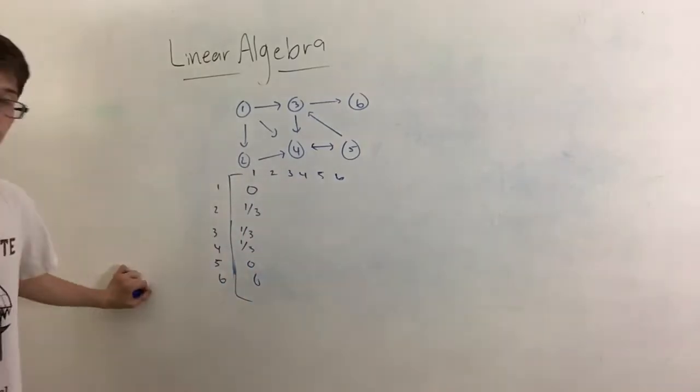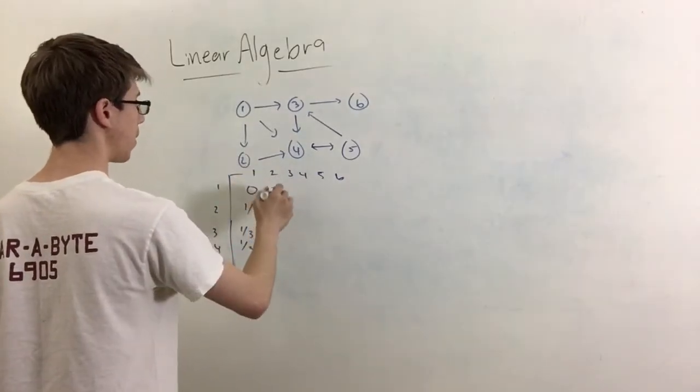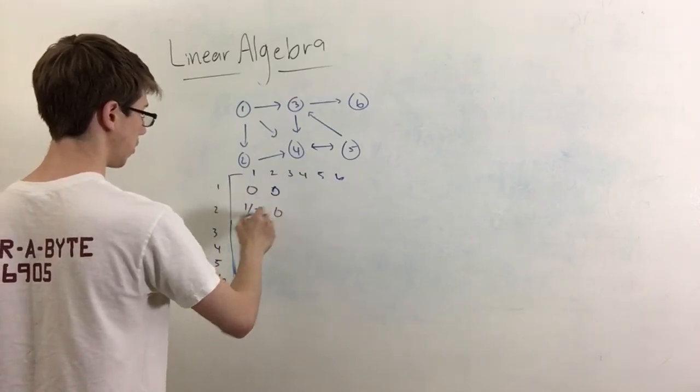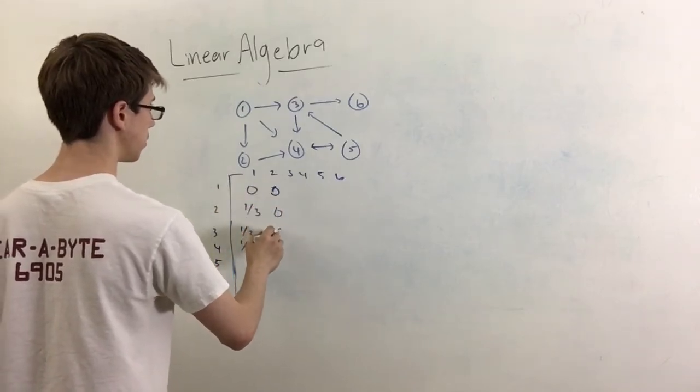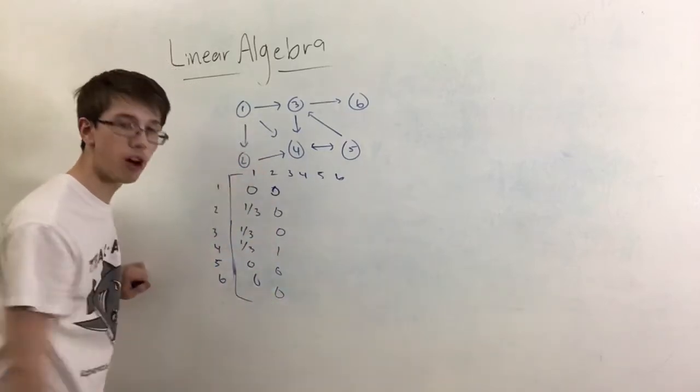Alright? Next step, 2 to 1. Does not go to 1, 0. How many passes does 2 have? 1. Alright. So then 2 to 2, 0, 2 to 3, 0, 2 to 4, 1. As you can see, the sum of the columns is 1.